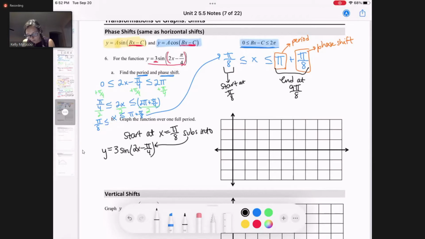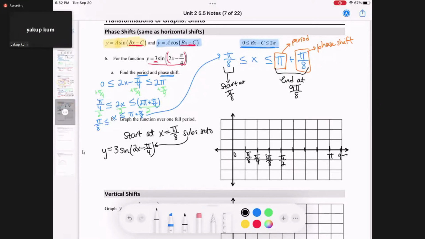So I know, and maybe I'll label these here: 0, pi over 8, 2 pi over 8, 3 pi over 8, 4 pi over 8, which is pi over 2. I'm going by 1 pi over 8 on each scale here. So then this would be 5 pi, 6 pi, 7 pi, 8 pi over 8. So this would just be pi. And then 9 pi over 8.